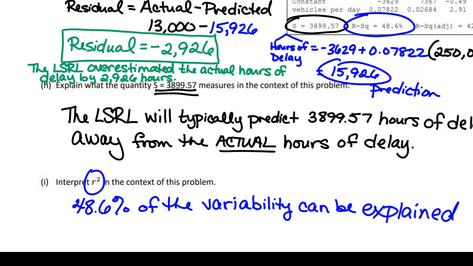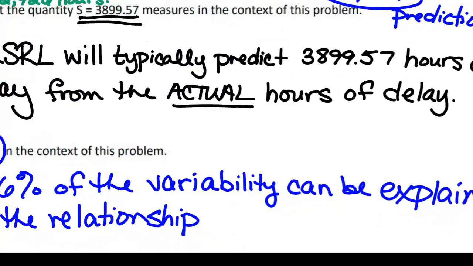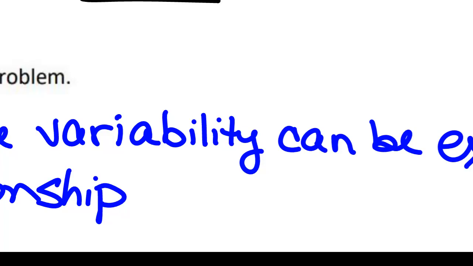So, with a low S value and a high R squared value, does that mean that the LSRL is good at making predictions? Yes. If S is low and R squared is high, your LSRL is good at making predictions. Again, I'm not going to be able to say this is the best model without looking at the scatter plot. I could say this is a good model, but not the best. I really need more information to say it's the best.